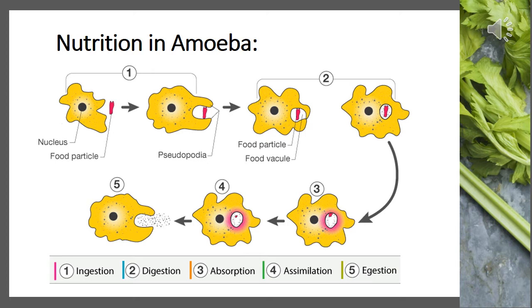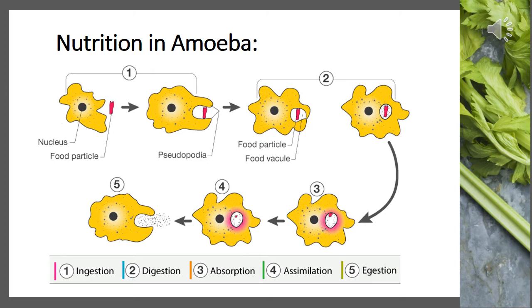When the food is completely encircled by the pseudopodia, a small cavity called a food vacuole is formed. So that is in step 2. If you see, a food vacuole is being formed. The food vacuole now contains several digestive enzymes which help to break the complex parts of the food into simple soluble molecules. Further, these simple soluble food molecules get absorbed and assimilated. So in the third step, you can see it is getting absorbed.